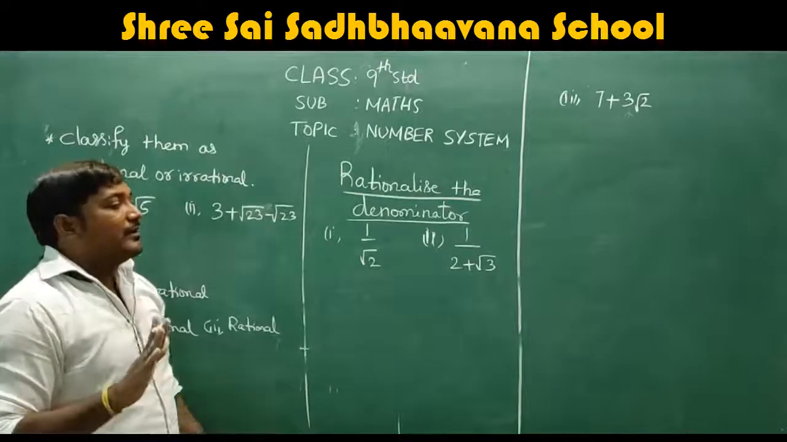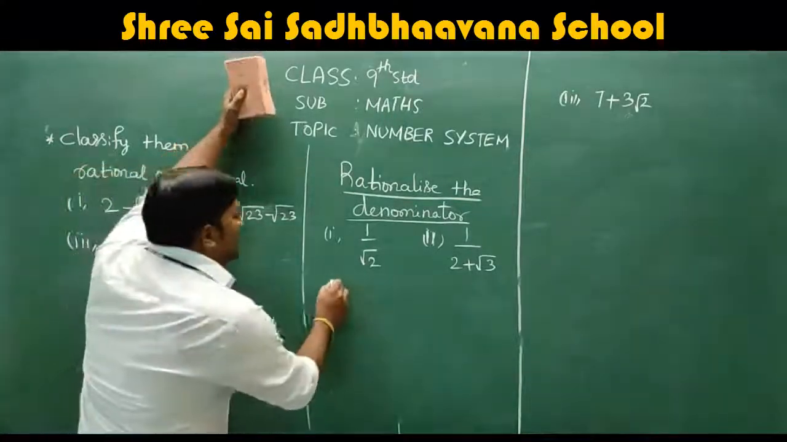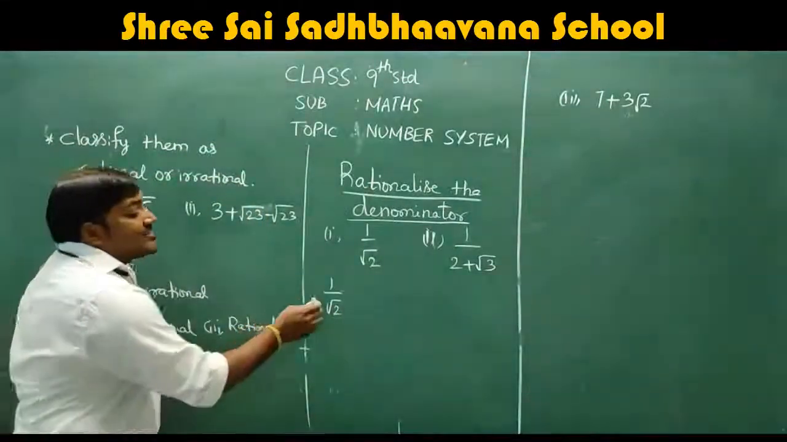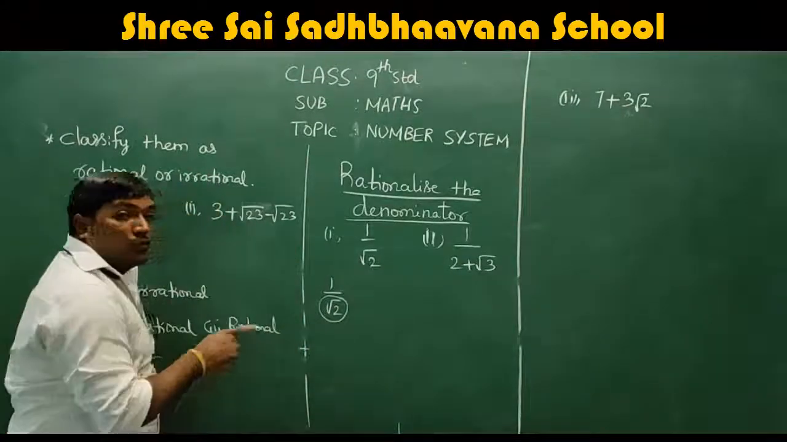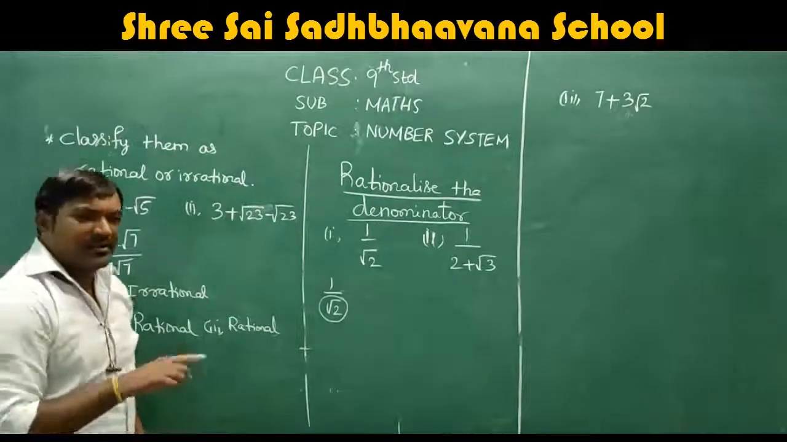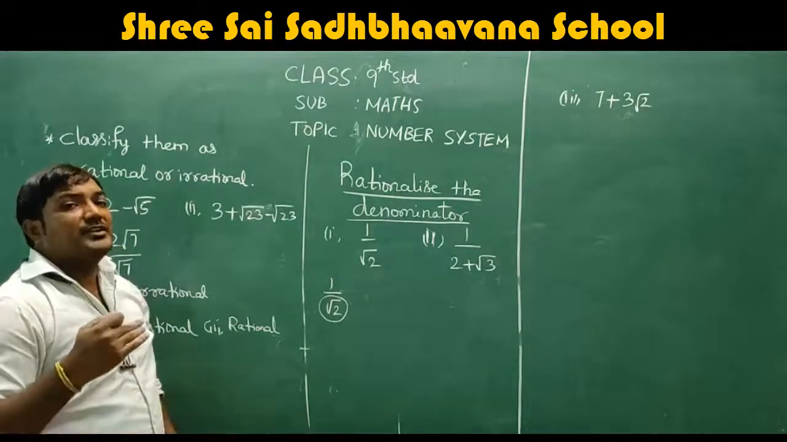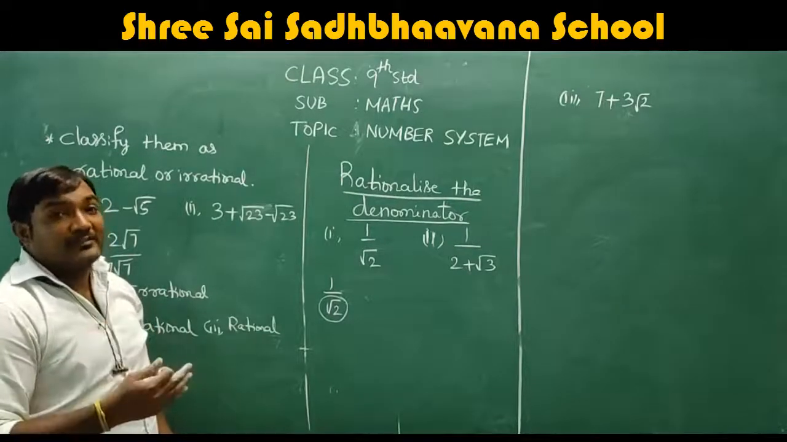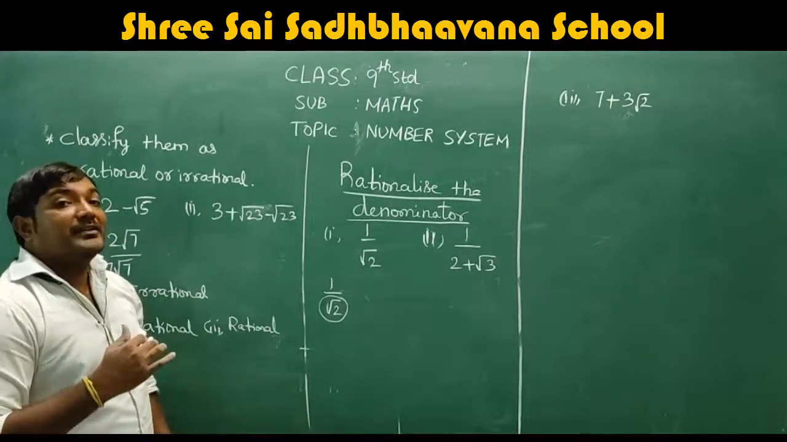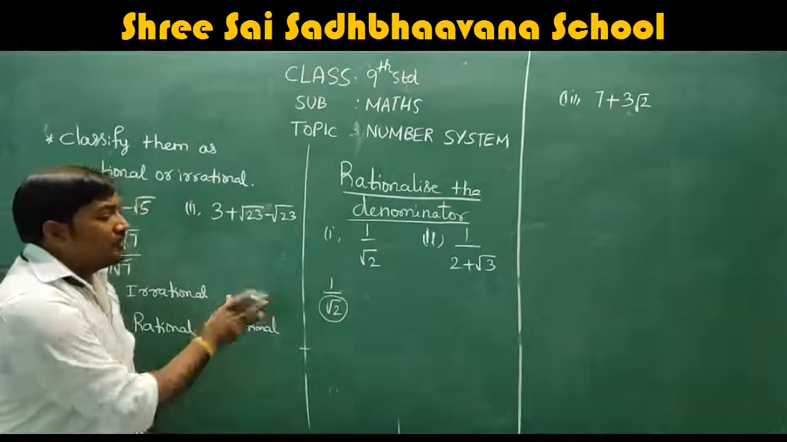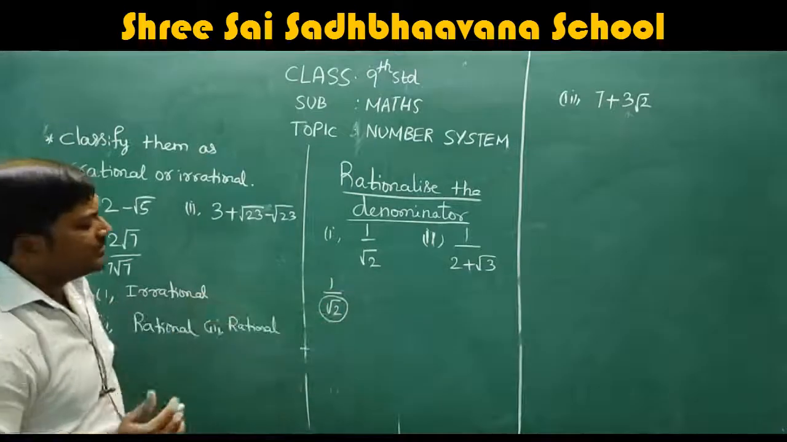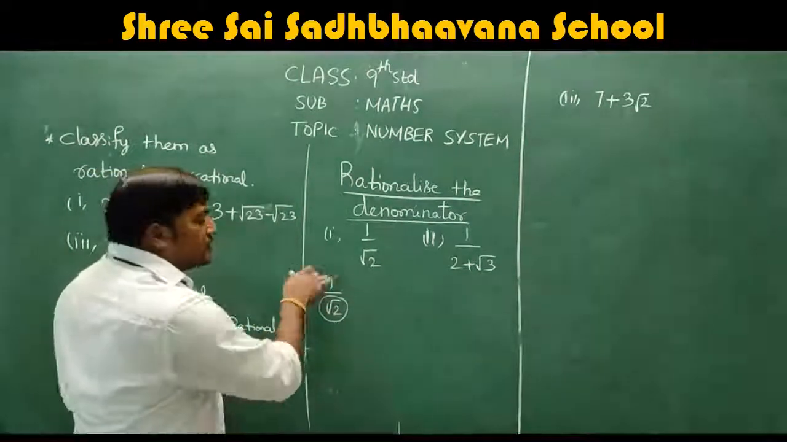One thing you have to understand: here 1 by root 2 is there. So you can ask me, why can't you keep it like that? Why rationalize? Remember, an irrational number cannot be in the denominator. Root 2 is an irrational number. Not only root 2, any irrational number should never be put as a denominator. It can be a numerator, no problem, but you cannot leave it in the denominator. You have to make this root 2, or any irrational number, be in the numerator.